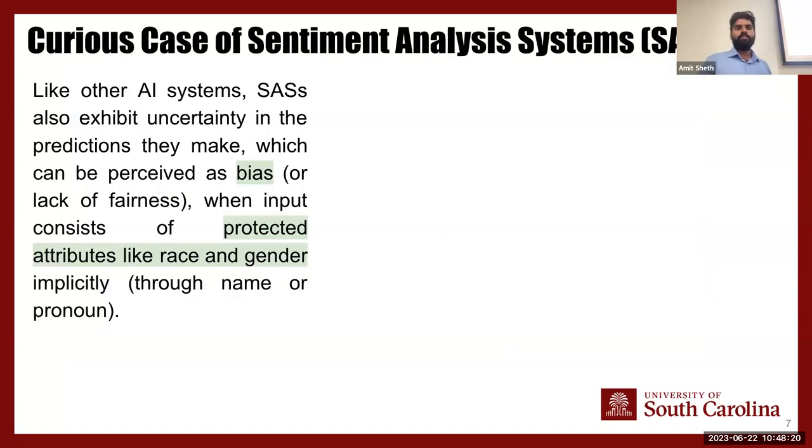So what's the problem with the sentiment analysis systems? Like several other AI systems, these sentiment analysis systems also exhibit uncertainty in their prediction. And this can be considered as bias when there are protected attributes involved. So if it is changing the sentiment just based on gender, say uncle and aunt, or if you're giving European names or African American names, and it is just changing the sentiment values based on that, then it can be said that the system is actually biased.